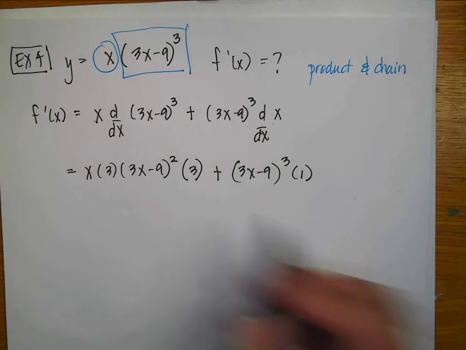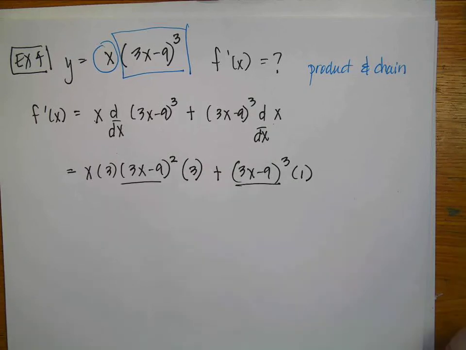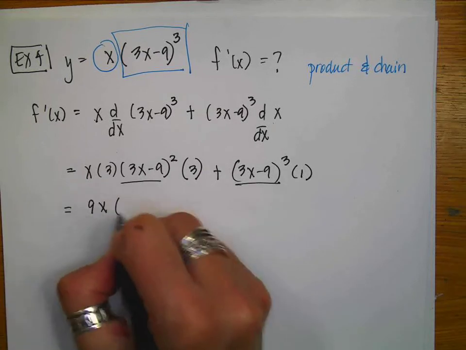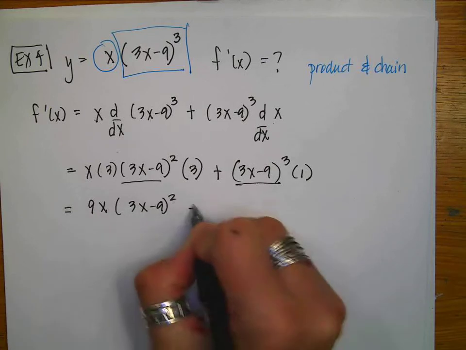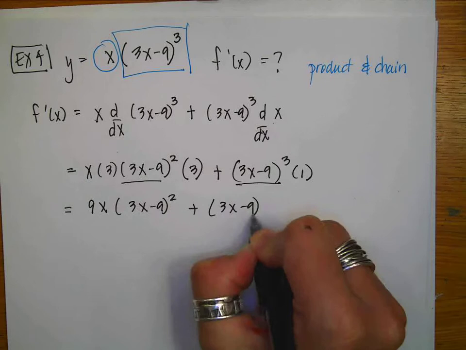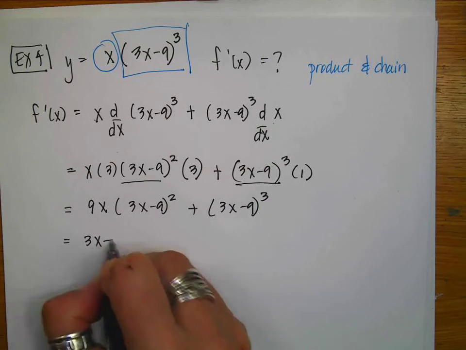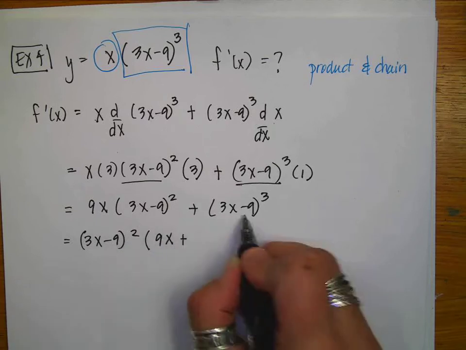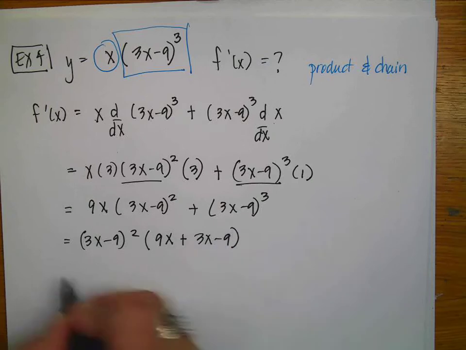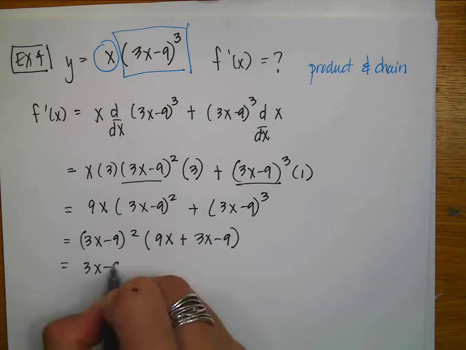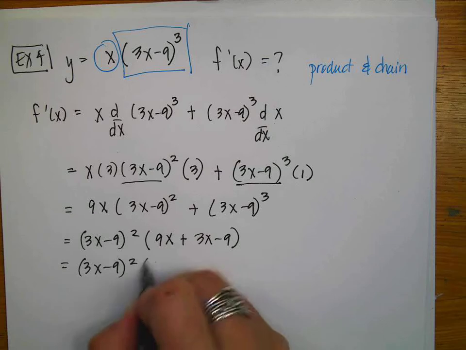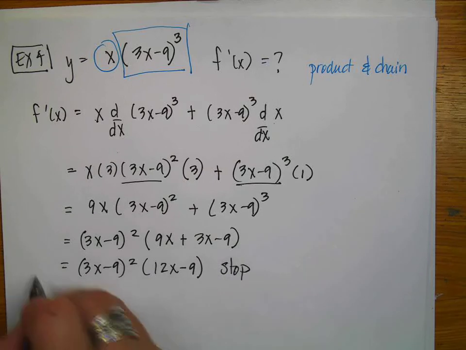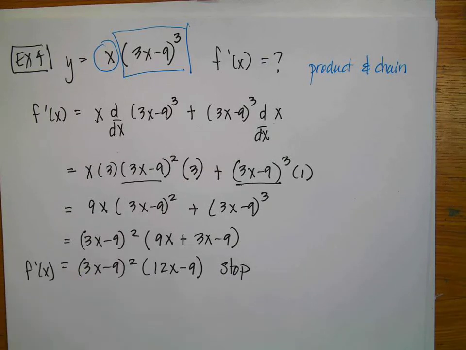Now, before you start expanding and distributing, notice that I have these two factors in common. So I'm going to start, this is 9x times 3x minus 9 squared, and I have plus 3x minus 9 cubed. I'm going to factor out a 3x minus 9 squared, and it's going to leave 9x plus one of these, 3x minus 9. So I get 3x minus 9 squared times 9 plus 3 is 12x minus 9. And this would be where I stop.